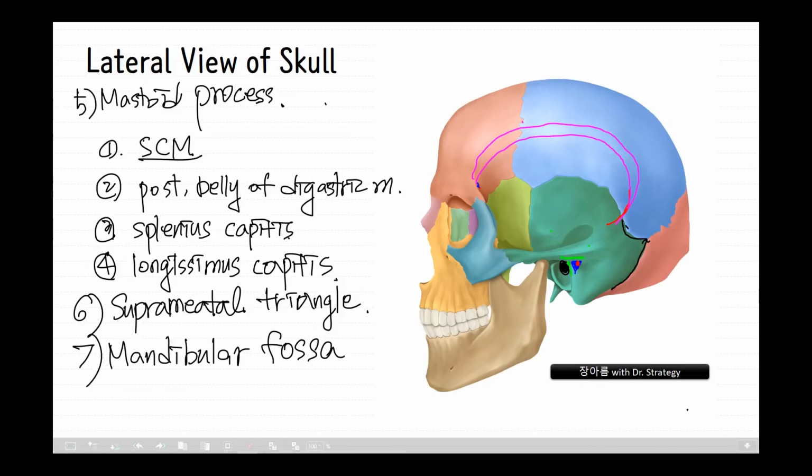The next structure is a mandibular fossa. The mandibular fossa, which will be discussed in more detail in the part on the temporomandibular joint, is a depression in the temporal bone that articulates with the mandible. It accommodates the mandibular condyle. In this figure, we can find the mandibular fossa here.